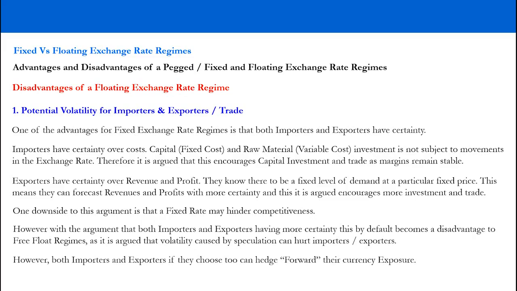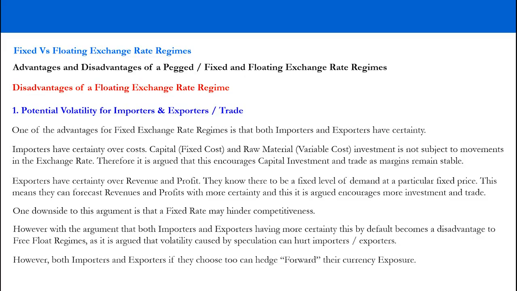As an exporter, because you have certainty over revenue and profit, and you can sell a fixed level of goods at a particular fixed price, because the exchange rate is very stable, you can forecast your revenues and profits. Therefore, you can scale the business to any level you want. You just need the investment to go bigger. And what this can actually create is monopolistic situations, so it can hinder competitiveness. So just bear that one in mind.